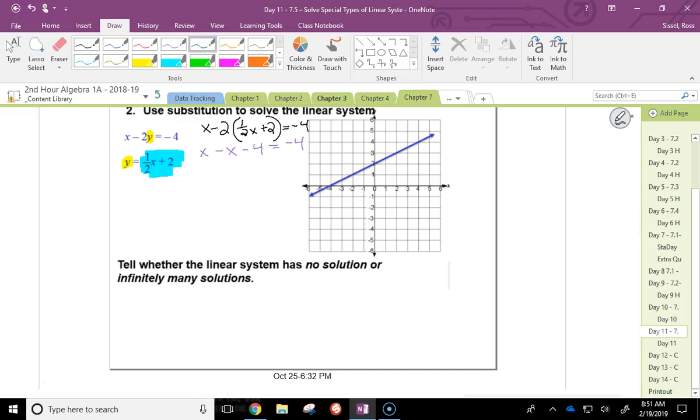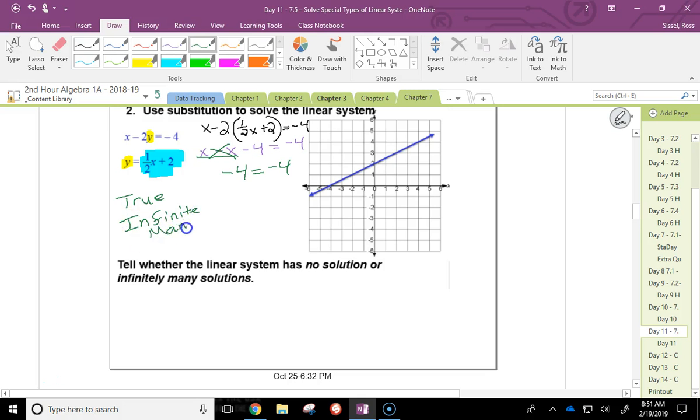Well, right here, negative x minus x is 0. They cross each other out. -4 equals -4. Is that true? Yeah. We have no variables. We only have values and yes. True. Infinite many solutions.